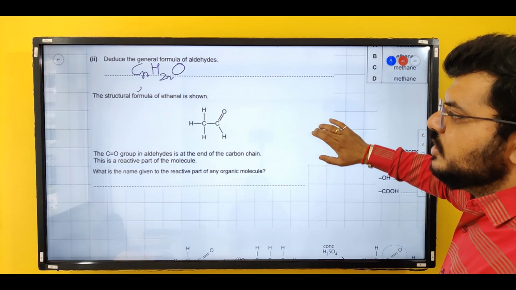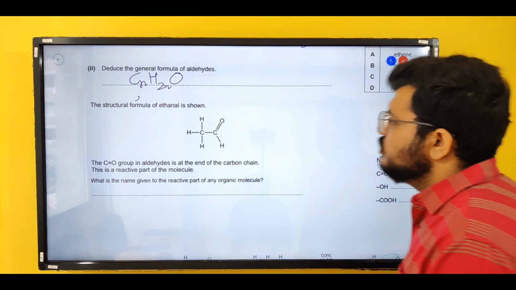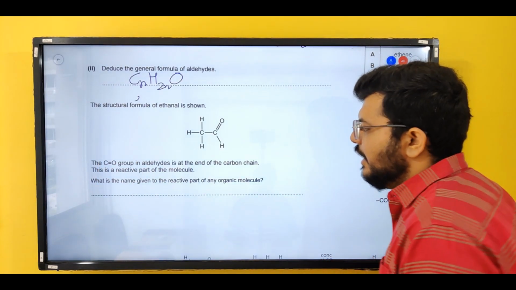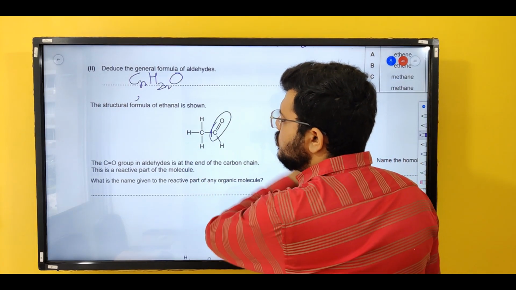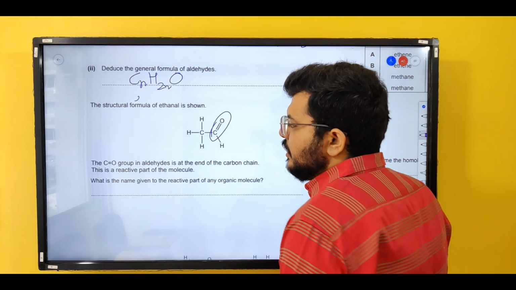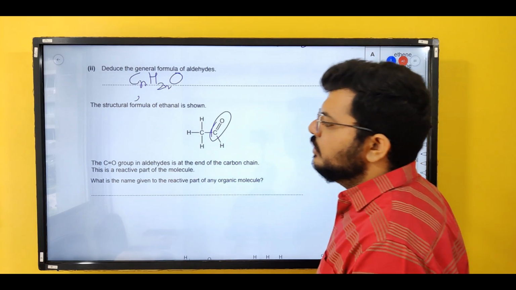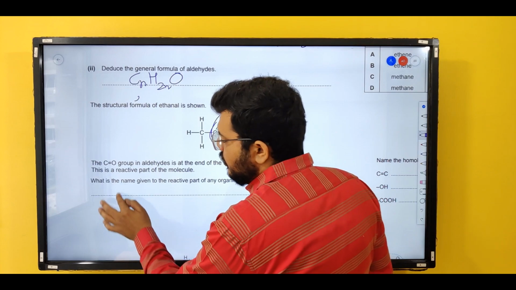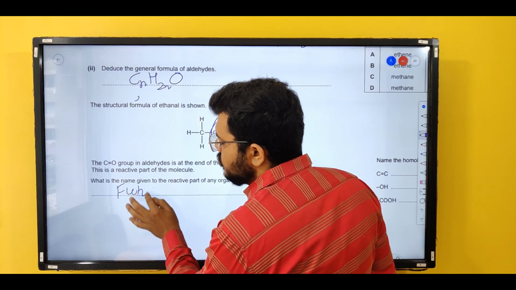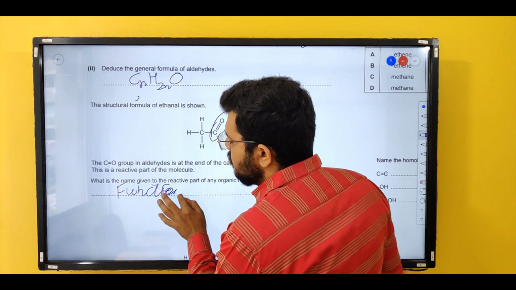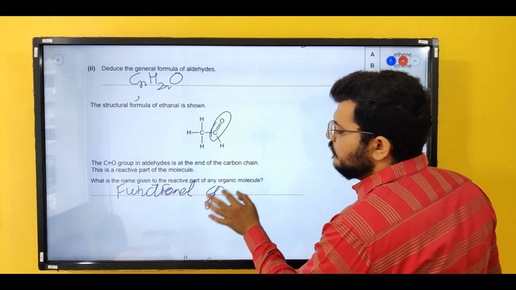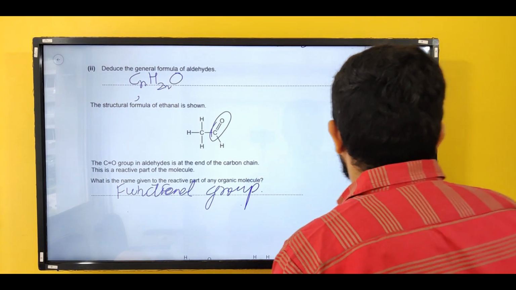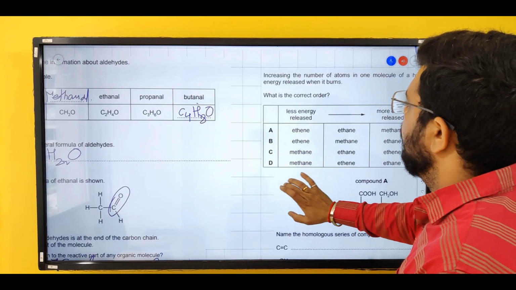What is the next part? Let's see. The structural formula of ethanal is shown. The C double bond O group in aldehyde is at the end of the carbon chain. So this group is what they are talking about. This is the reactive part of the molecule. What is the name given to this reactive part of any organic molecule? The name given is functional group. The reactive part is known as functional group. Okay, next.